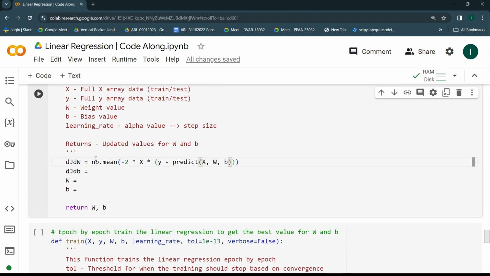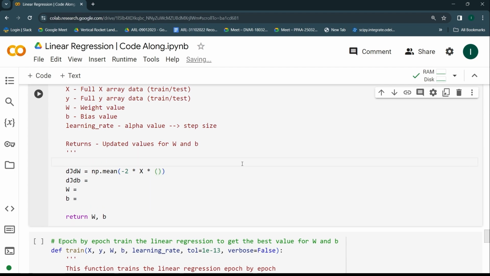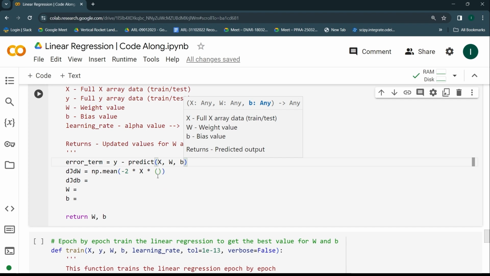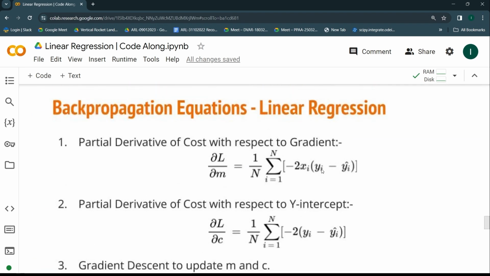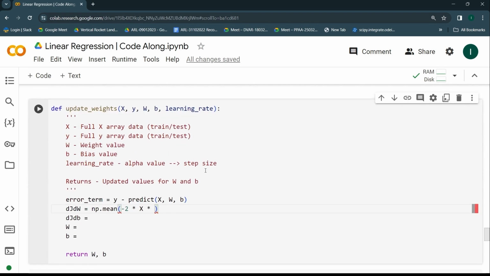Now to improve the readability of the code, I can divide this part into two steps. I know that y minus y prediction will always be present. So I'll just take that part out, okay, and have it over here. That is the error term. What is the error term? It is y minus predict of those inputs. And over here, I can multiply my minus 2 times x with that error term. So I'll say that it's minus 2 times x into the error term. Oops, I should have been writing it over here.